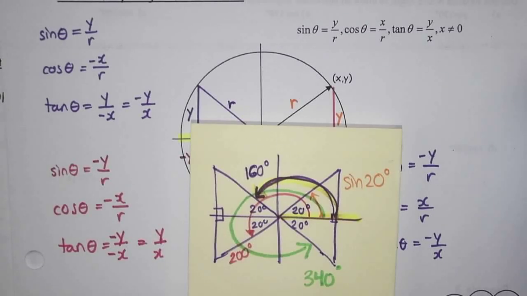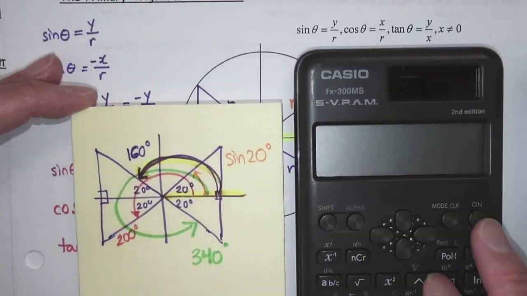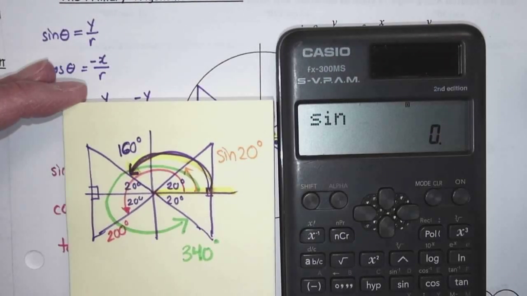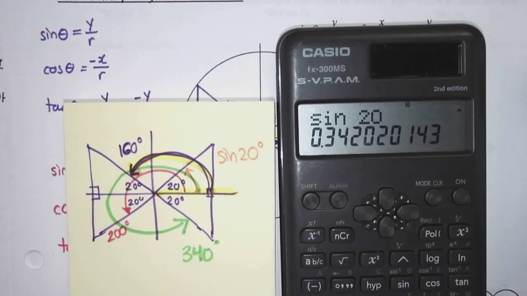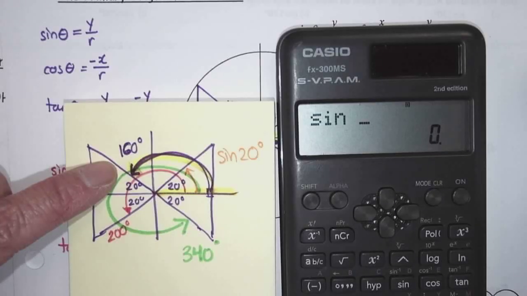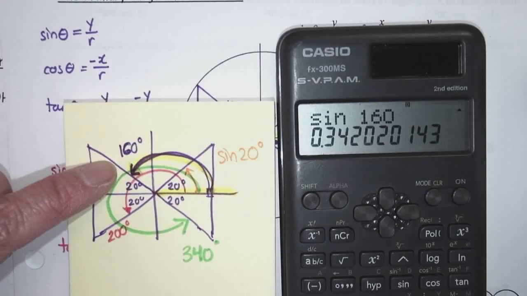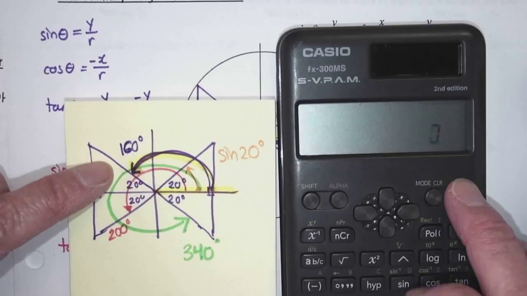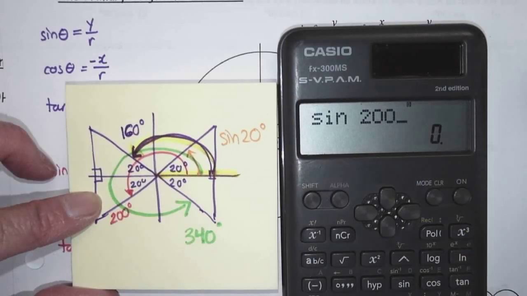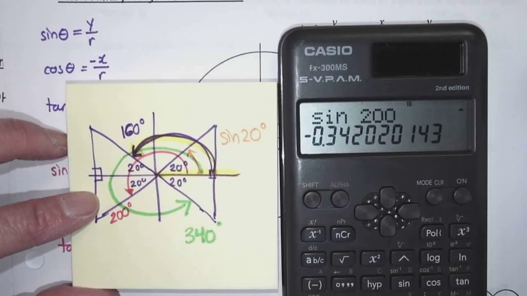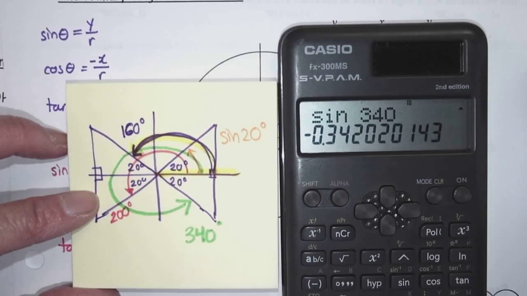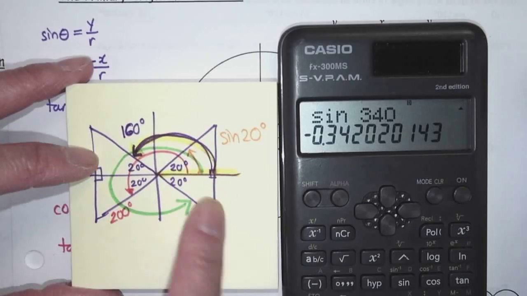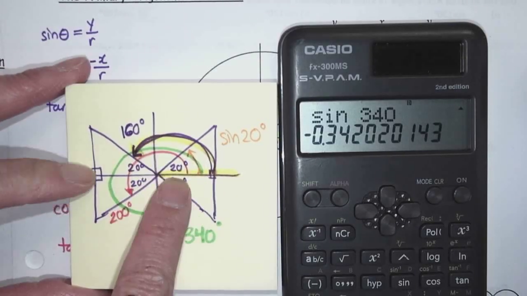On your calculators, this is the pattern they found. Again, they came up with this whole theory. If I did sine of 20, I get 0.342. Can you keep that in your head for a sec? What if I did sine of 160? Is that not the same number? What if I did sine of 200? Is that the same number? No, it's negative. How about sine of 340? Same number, but negative.